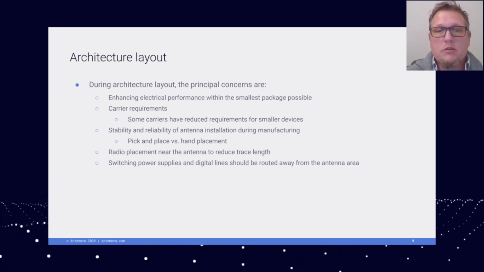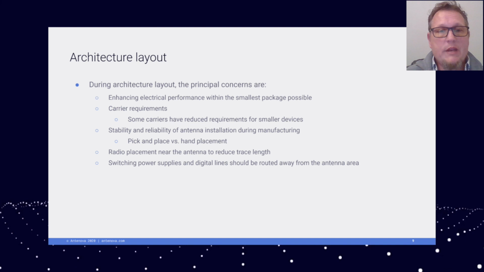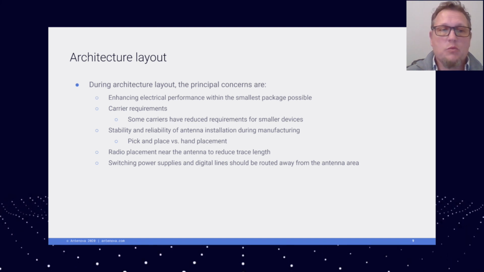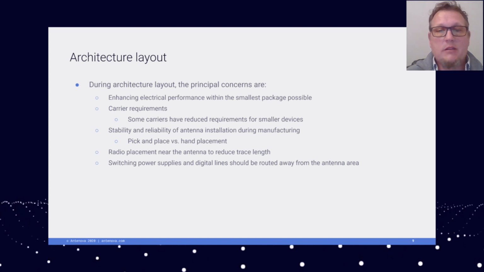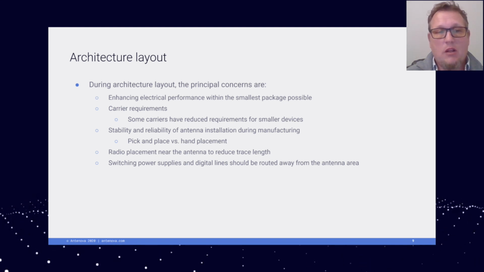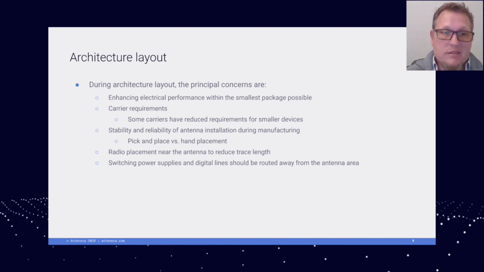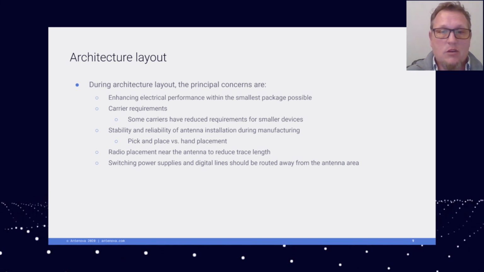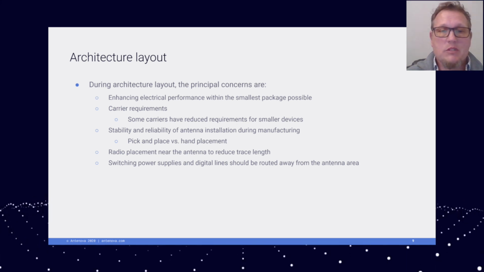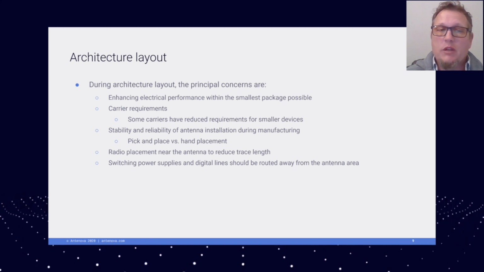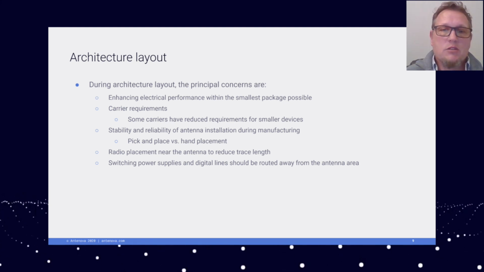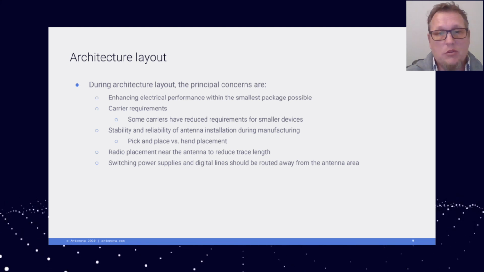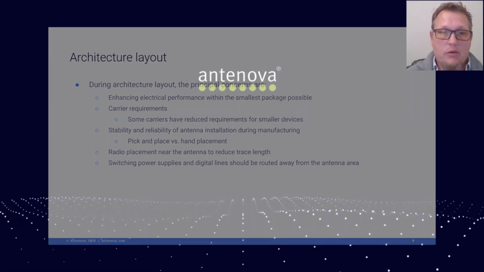You also want to consider placing your radio near the antenna, which will reduce the length of your antenna feed trace and cut the losses that longer traces with bends in them can cause between your radio and your antenna. You want to try to avoid all loss at all cost. Also, switching power supplies and digital lines, I mentioned this before, should be routed away from the antenna area.